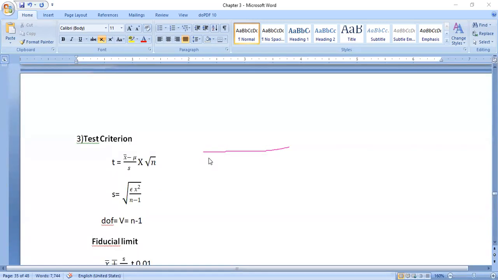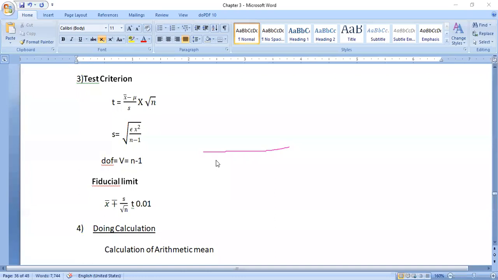The second step, then the third step here. In the third step, based on the given question, we have to write all the formulas related to this one. That is T is equal to (x bar minus mu) by s into under root n. S is equal to under root sigma x square by n minus 1. Then again, DOF is here. Degrees of freedom written separately, that is V is equal to n minus 1. n indicates the number of samples. Suppose 10 samples are given, means here 10 minus 1, that is 9. V is equal to 9. At 9, what is the critical value? We have to find out there.